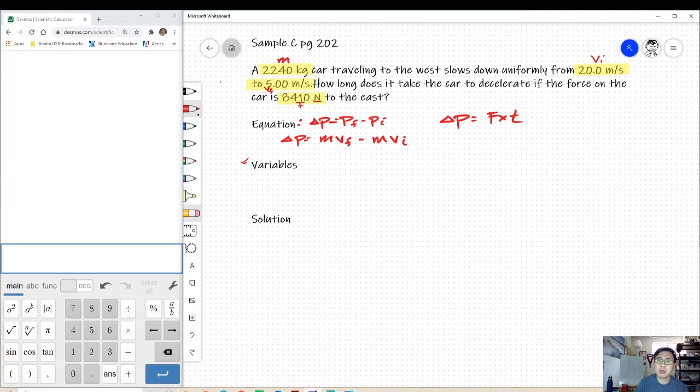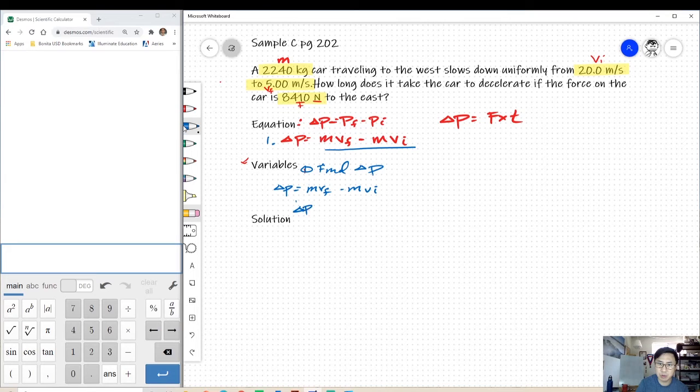I think the first thing I would like to do is solve for impulse. So solution number one, find the impulse. So I know that delta P is equal to, I'm going to use this equation. My mass is 2240. Here, let me clarify it. Again, I'm using this first equation, equation number one. My impulse is equal to mv final minus mv initial.